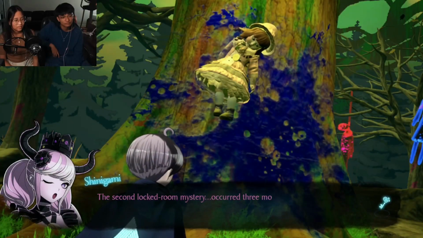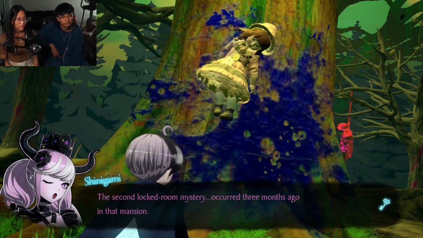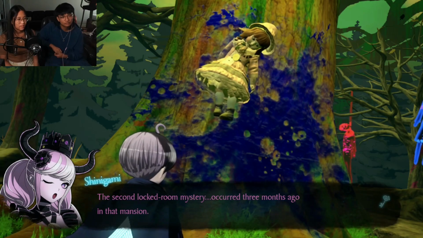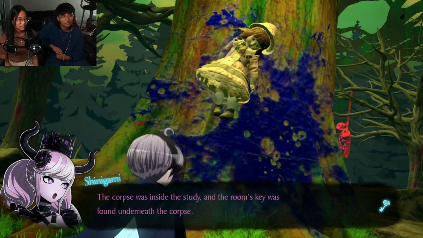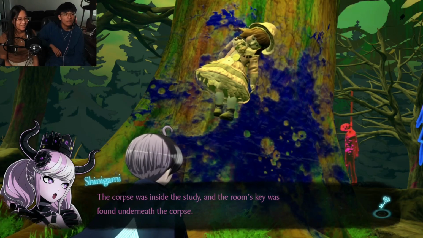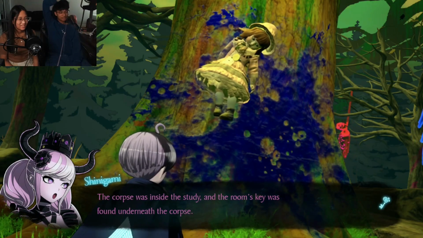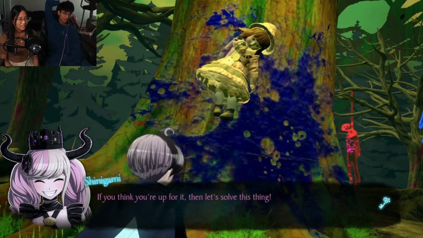The second locked room mystery occurred 3 months ago in that mansion. The corpse was inside the study. Yes, the event. The room's key was found underneath the corpse. One of the random strangle things on the doll. If you think you're up for it, then let's solve this thing.